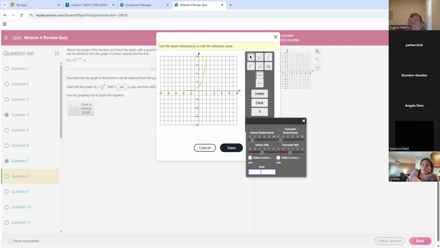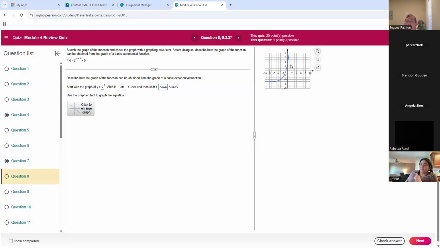So for me, my base was a 2. Then I'll come up here. I went left 3, so horizontal, I would move to negative 3. And then I went down 5, so vertical, I would go to negative 5. Put in all your moves and then save it. Okay. So see it move my graph left and down. All right, y'all. So now I'm going to go to my writing pad.